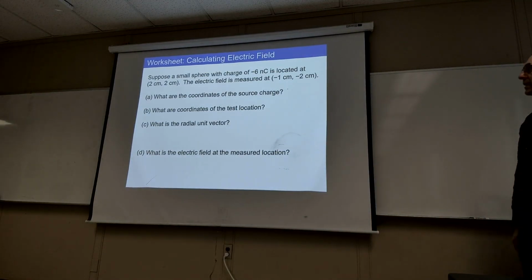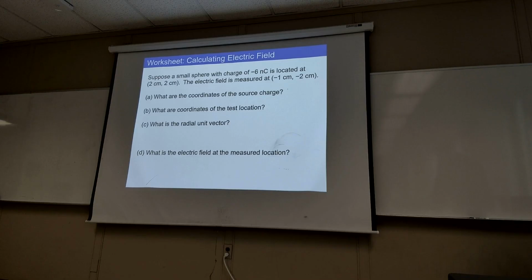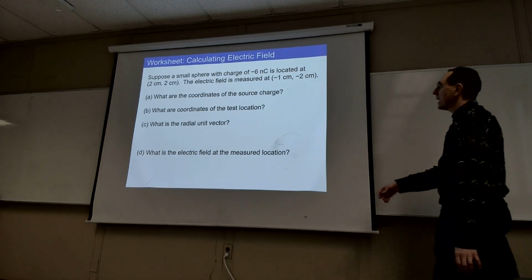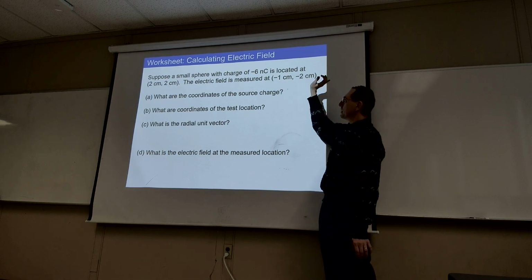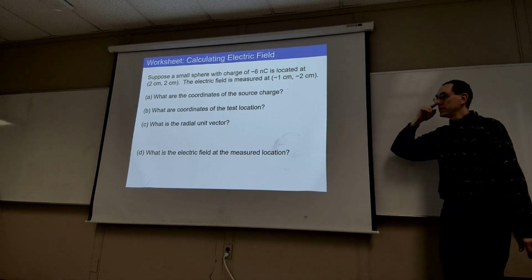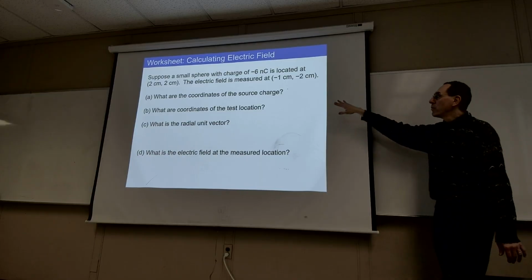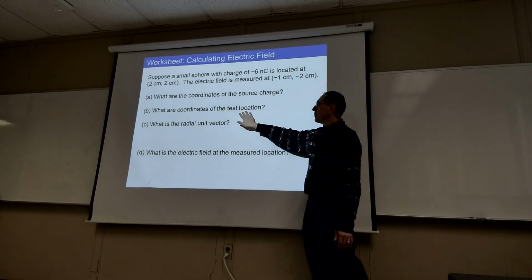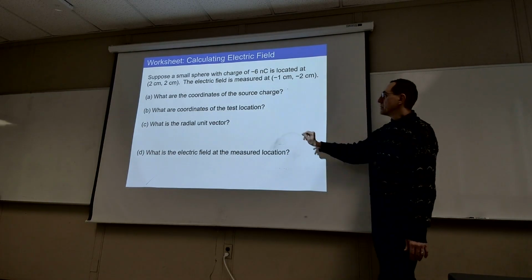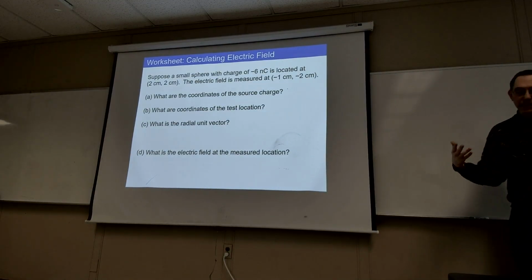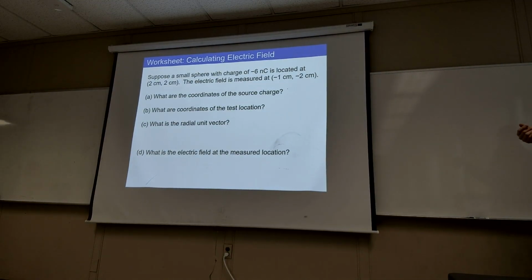All right, so here's the problem at hand. We have a small sphere with a charge of negative 6.5 coulombs. It's located at 2 centimeters, 2 centimeters. And we want to measure the electric field at this location, -1, -2 centimeters. So there are 4 steps in the problem so far on this page: what are the coordinates of the source charge? What are the coordinates of the test location? What is the R hat unit vector? And then what is the electric field at that measured location? Let's see if we can break this down and do this.